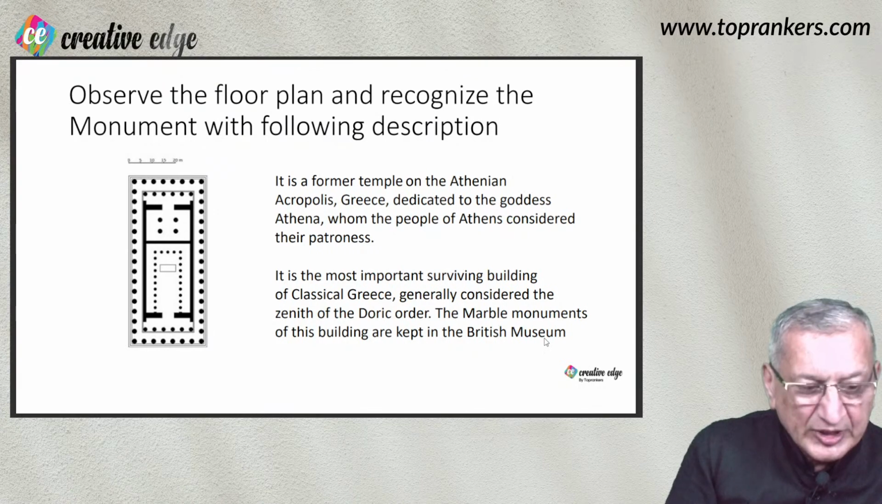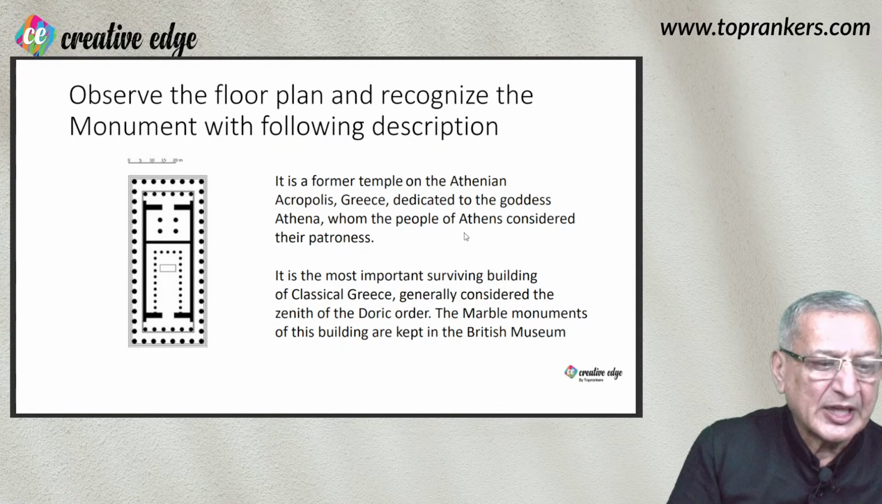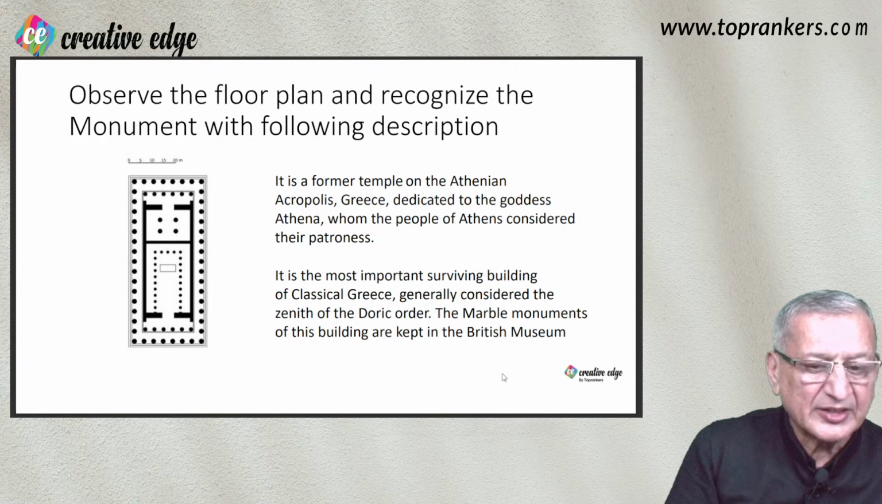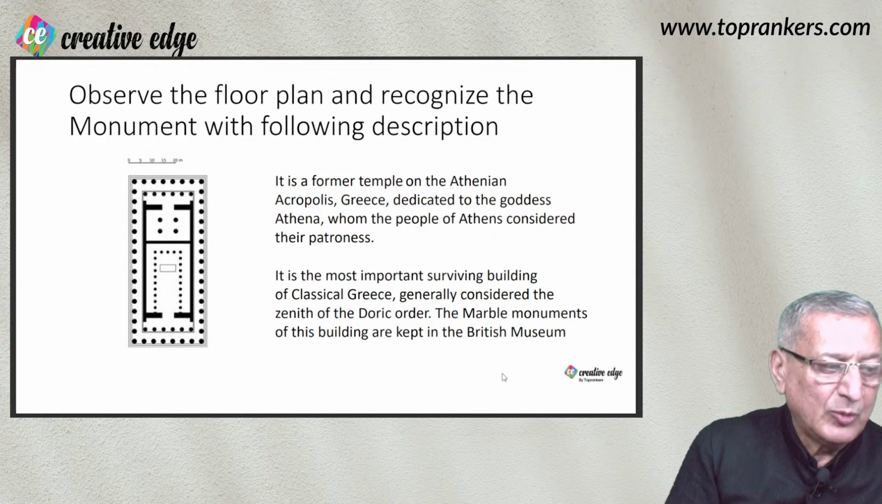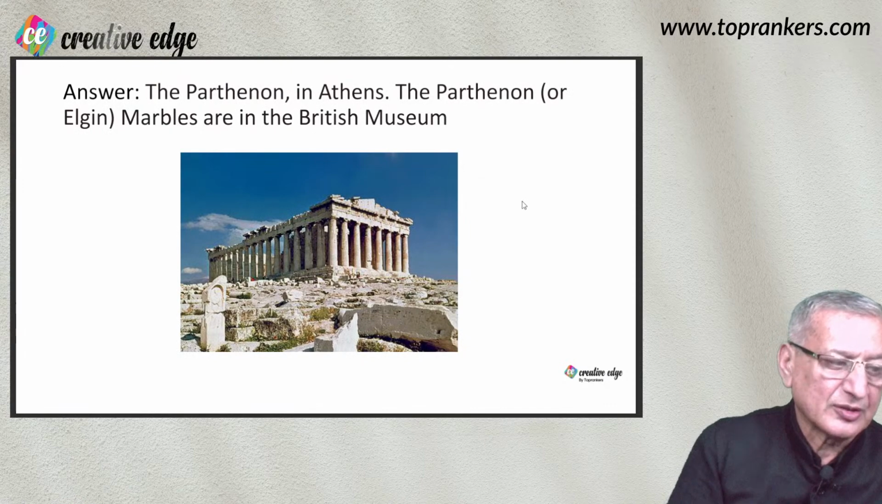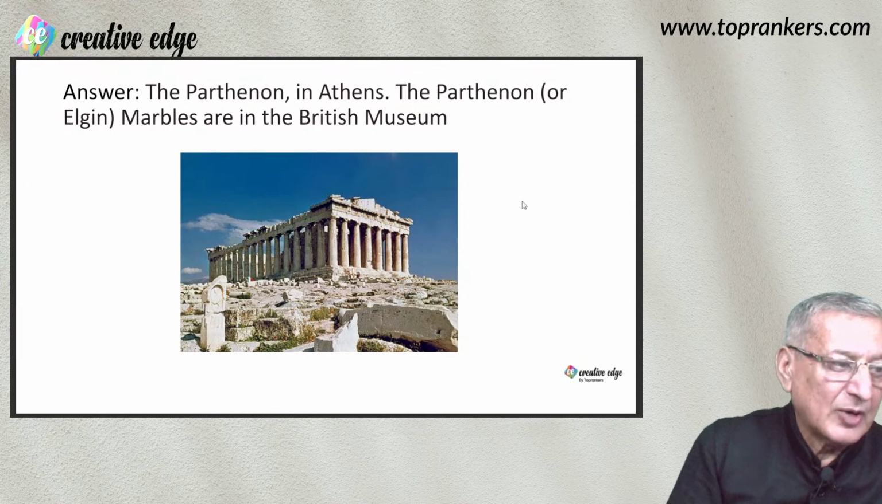So both these questions are NATA questions basically, but I consider them as design questions because you have to recognize them with the help of their blueprint design or the picture. So the Parthenon in Athens is the right answer. The Parthenon or Elgin marbles are in the British Museum.